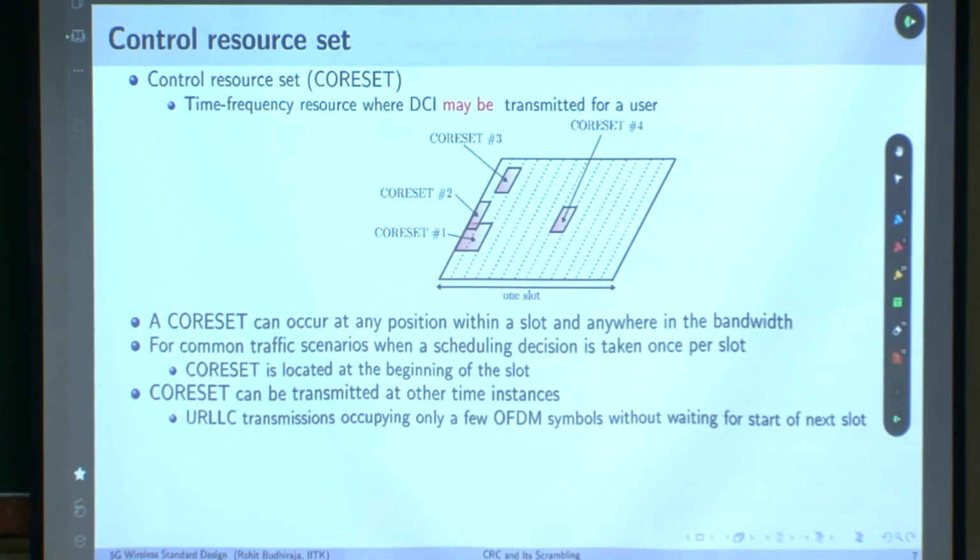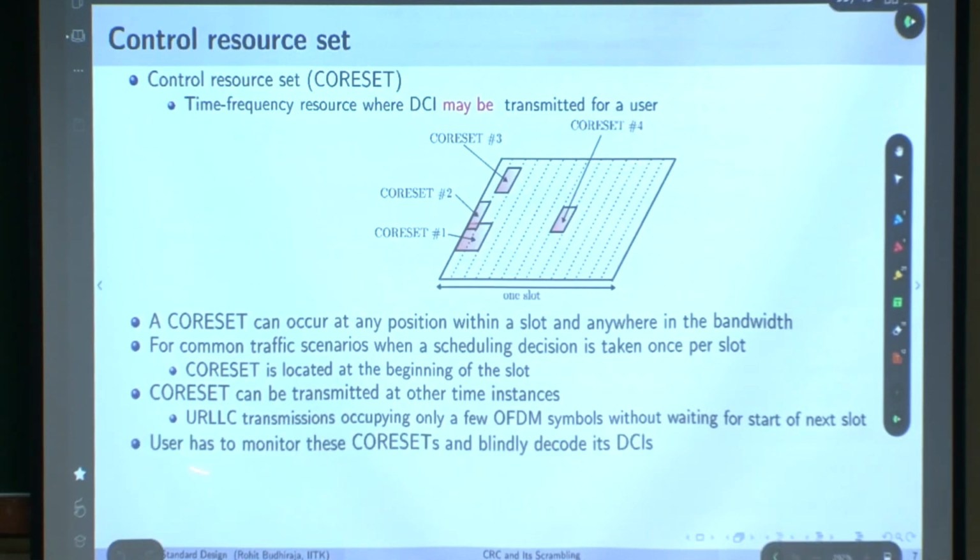Okay, but the key concern is latency. If the data comes, it is typically a lesser amount of data than eMBB applications, so it will not require multiple slots. It can be accommodated in a few symbols itself, but it has to be scheduled immediately. That's where this CORESET can come in, for URLLC.